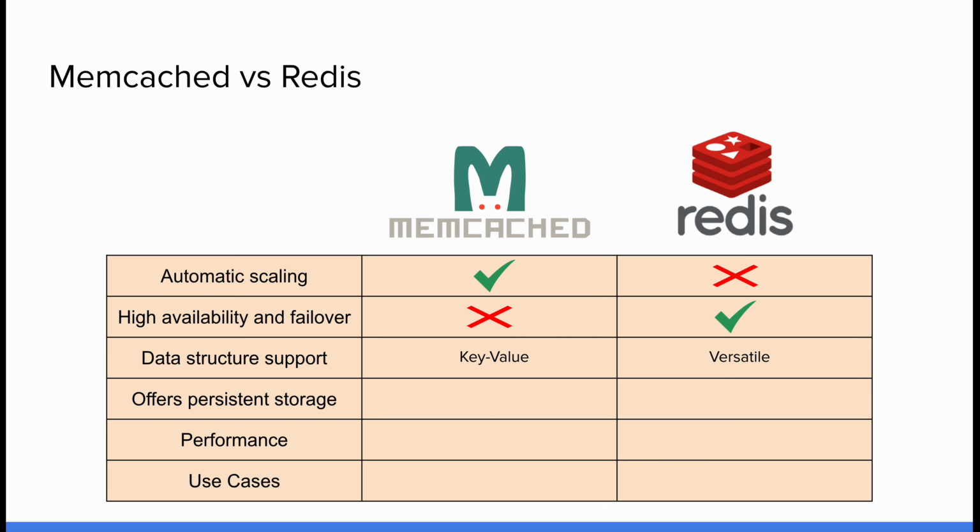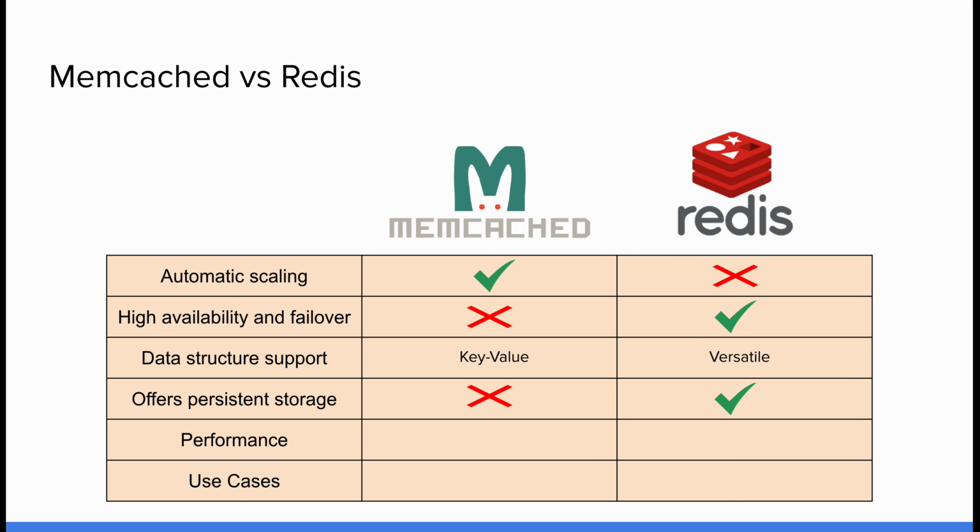And for persistent storage, Memcached operates purely in memory. So data is lost upon server restarts. It's best suited for transient caching tasks where data persistence is not required. Redis does offer the option to persist the data to the disk, and that can be valuable for applications needing cache data to survive between sessions.